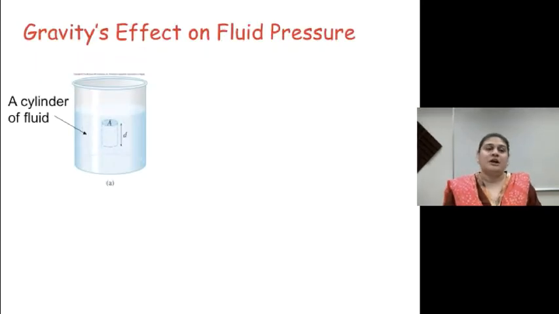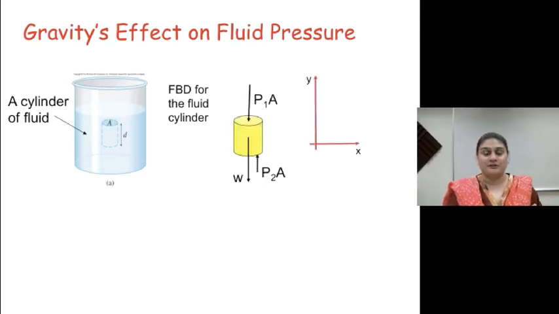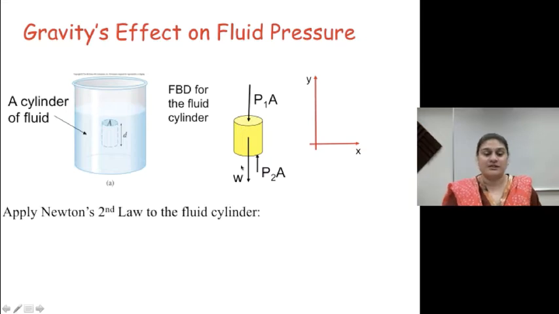Okay, now let's talk about gravity's effect on fluid pressure. If you have a cylinder filled with liquid, how will gravity affect it? First of all, in order to look at it, let's draw a free body diagram of the cylinder. If this is the cylinder, the pressure that's being applied from the bottom is the same as the pressure that's being applied up. This pressure is most likely the atmospheric pressure, and this is the weight of the fluid in the cylinder.